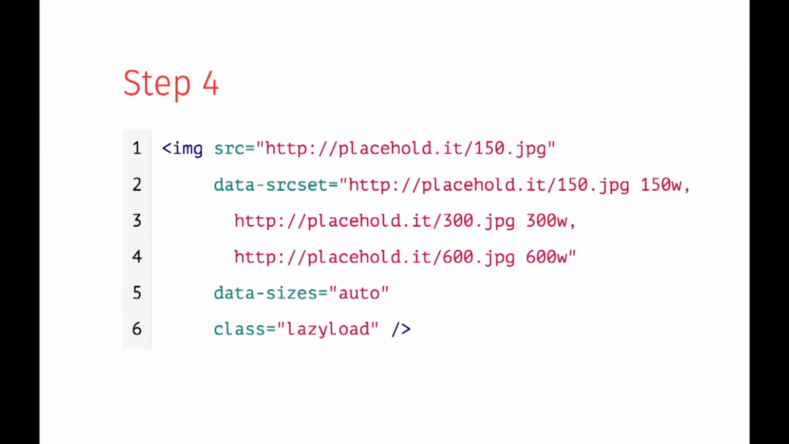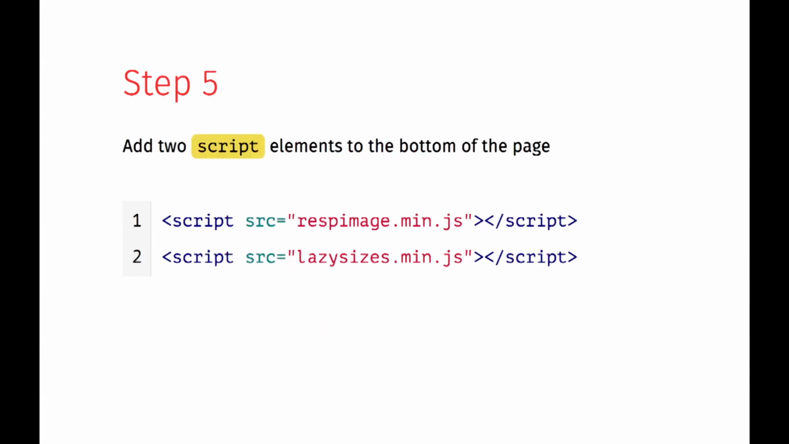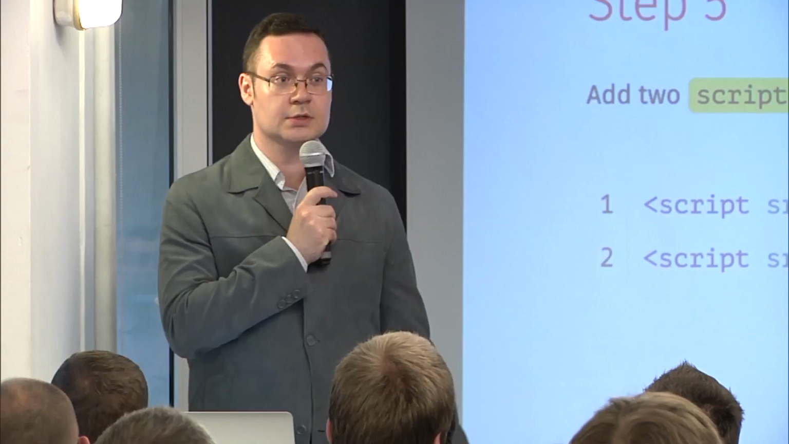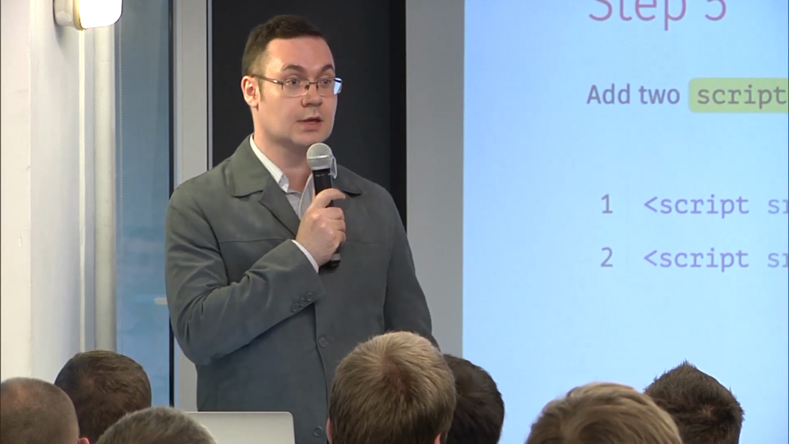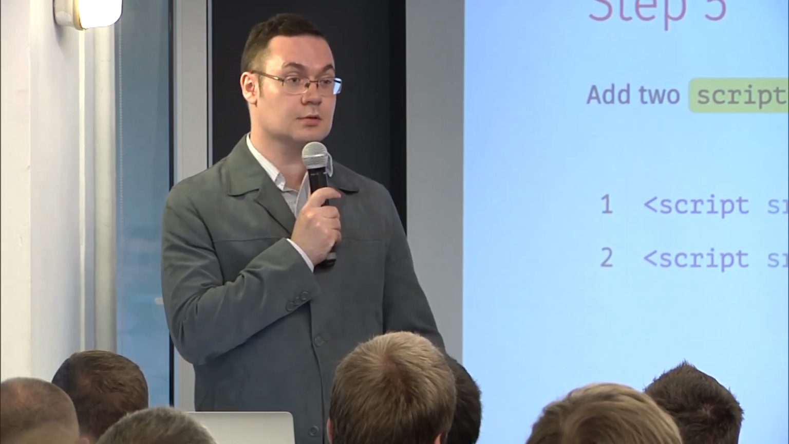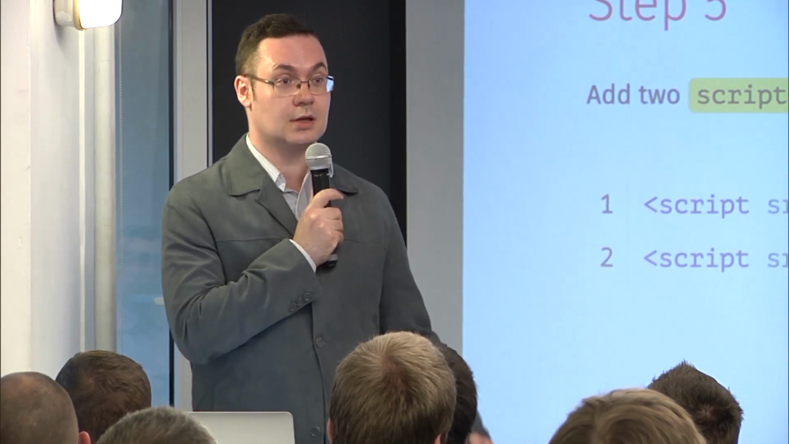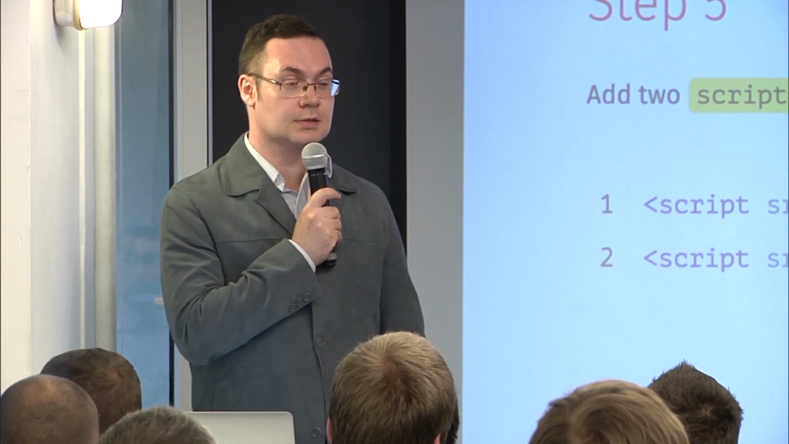We add the class lazyload. It can be changed in options, but it works every time for me. And we just add the two script elements to the bottom of the page, respimage and lazysizes. No need to initialize the library. The library will initialize itself. And as an added bonus, if we add new images via AJAX calls or from our own JavaScript, it will detect a new element and provide SRC sets and sizes.